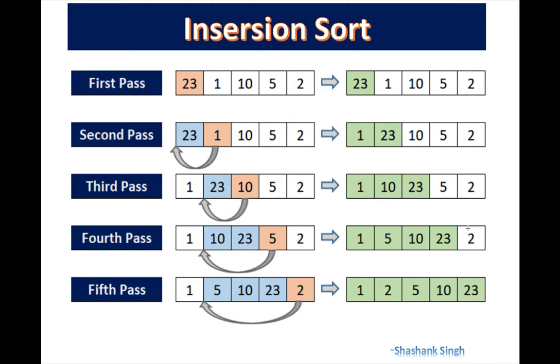And then 2, which is the current element and the first element of the unsorted part, because there is only one element left in this unsorted list. 2 will be compared with 23. Obviously 2 is less than 23, we'll swap this. 2 is less than 10, we'll swap this. 2 is less than 5, we'll swap this. 2 is greater than 1, so we'll come out of the loop and place 2 here. So if you'll see, this is the sorted list, right? So this is how insertion sort basically works.